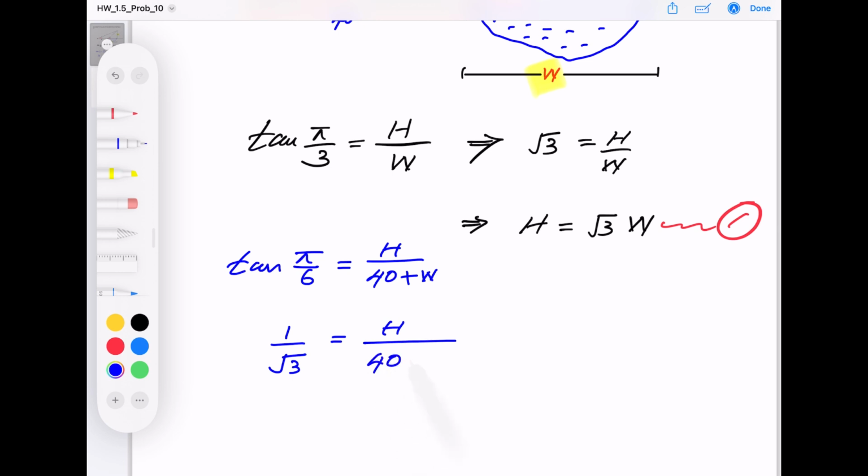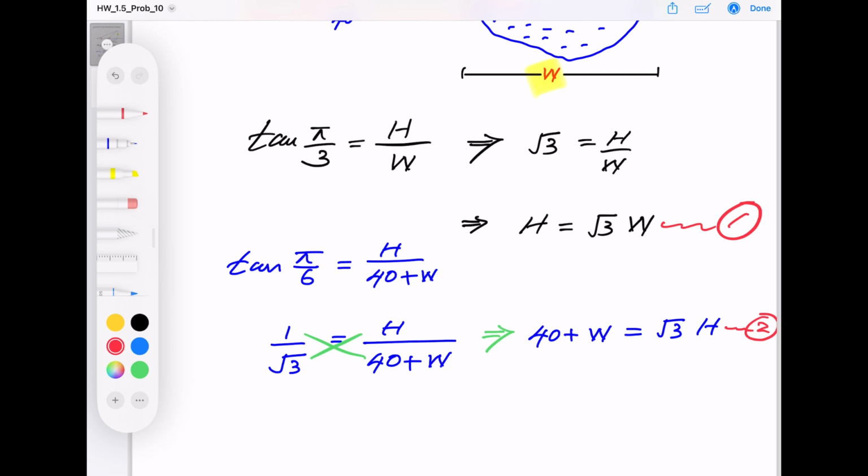Now, I can do the cross multiplication. If I do the cross multiplication, these two and these two can be multiplied, then we get 40 plus W equals square root 3 times h. Let me label that as equation number 2.